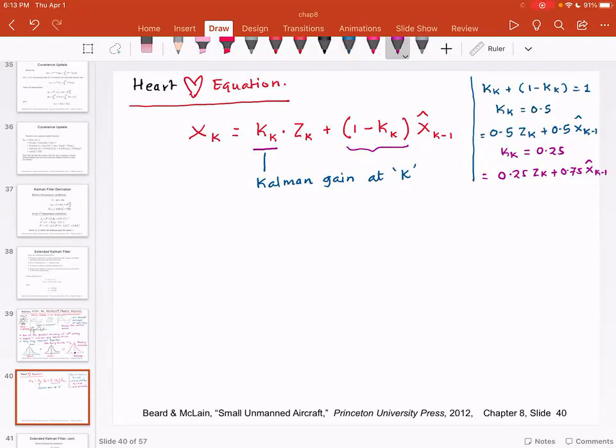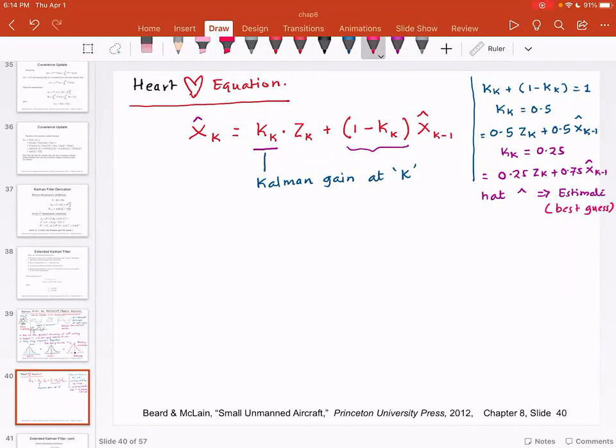Now xk, and always remember, I'm going to add these hats. So hats indicate estimate. Hat means estimate, not actual value, but the best possible guess. Best guess. At any point of time, if you have any questions, just stop me and ask.